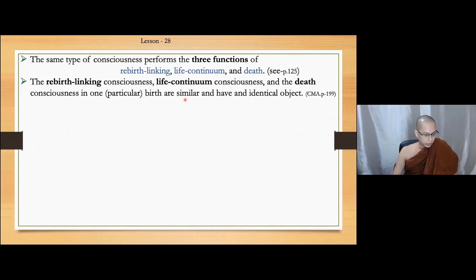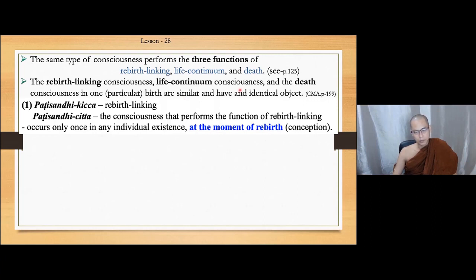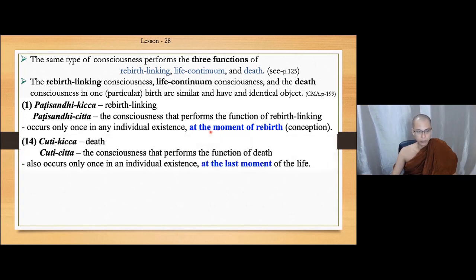So the rebirth linking, Patisandhi, life continuum is Bhavanga, and death is the Cuti in Pali. So they are identical, the same specific types of the 89. Actually among the 89, there are 19 consciousness which can perform these 3 functions. So at the very beginning of the life, it is called the Patisandhi. It performs the function of rebirth linking. Then at the end of the life, it performs the death moment.